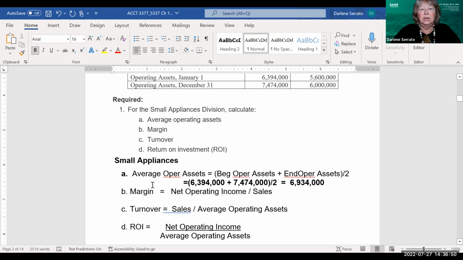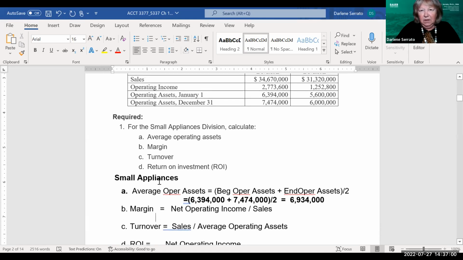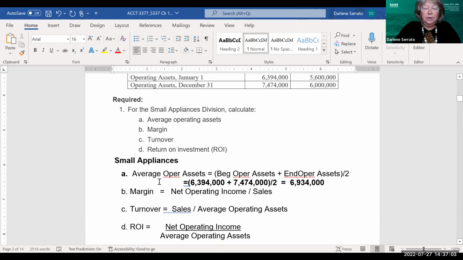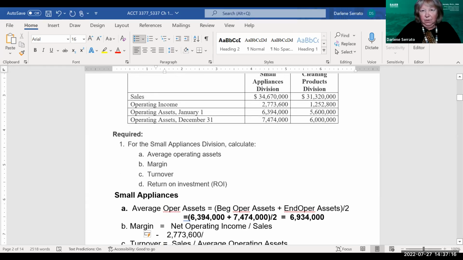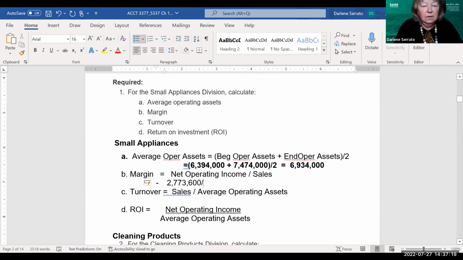Okay. Margin. Operating income, I'm sorry, 2,773,600 divided by sales of 34,670,000. That will give you 0.08 or 8%.